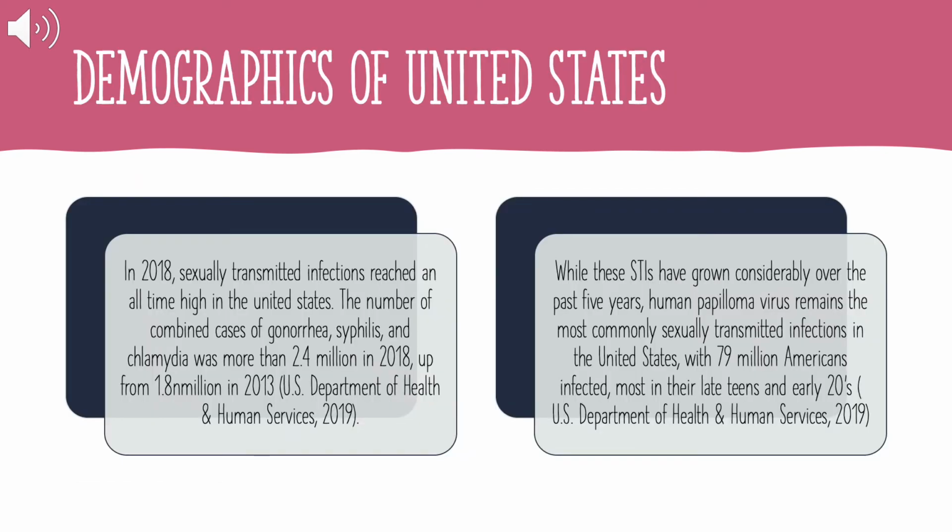On this slide, I'm going to be talking about the demographics of the United States. In 2018, sexually transmitted infection reached an all-time high in the United States. The number of combined cases of gonorrhea, syphilis, and chlamydia was more than 2.4 million in 2018, which is up from 1.8 million in 2013.